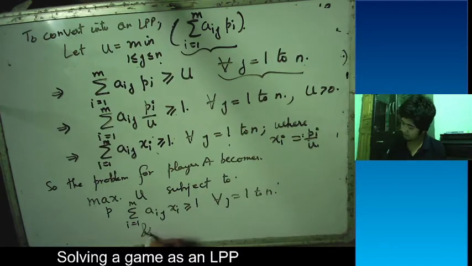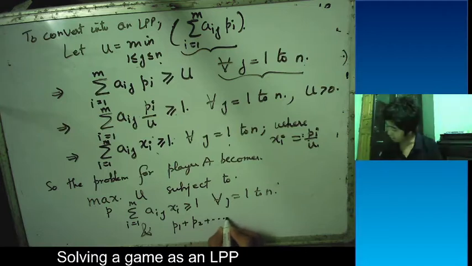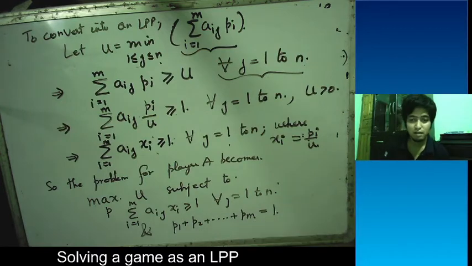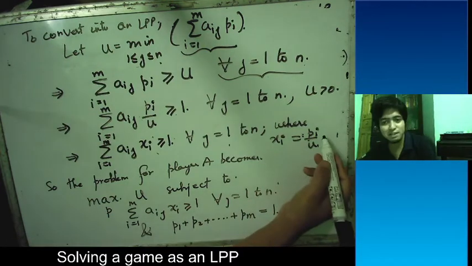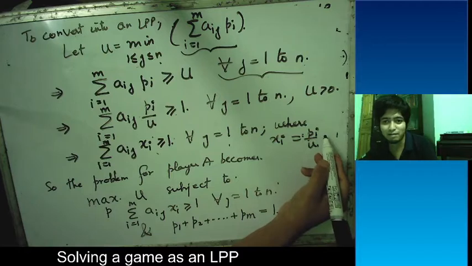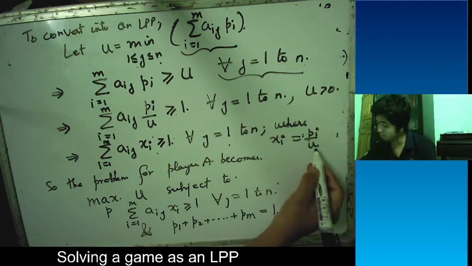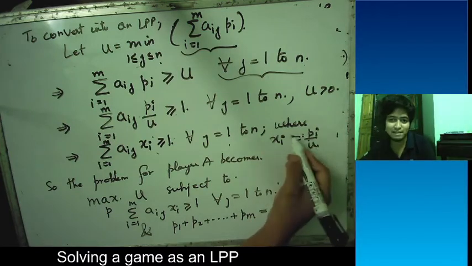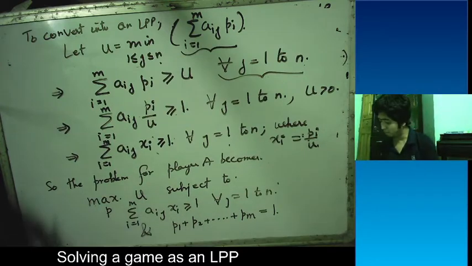And we are still having a restriction on the probabilities, p1 plus p2 up to pm is equal to 1. Also note that the probabilities can be greater than or equal to 0, so x_i will be greater or equal to 0. U is also positive. p_i is non-negative. U is positive. So x_i will always be greater or equal to 0. Okay, so keep a note of that.